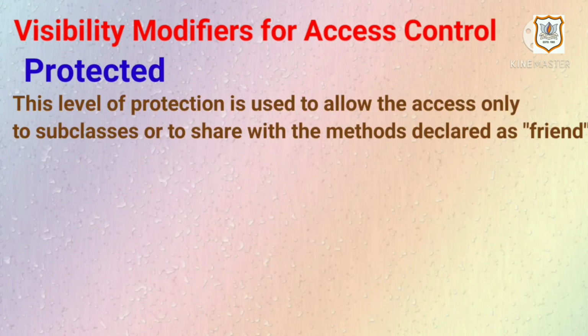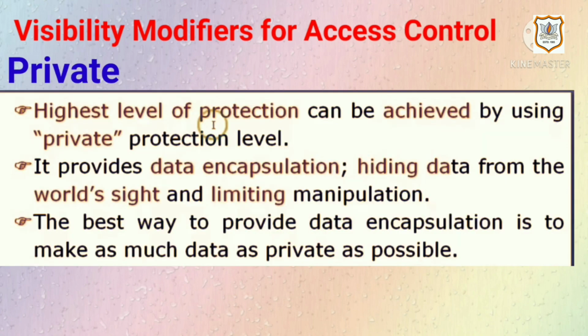Third one is protected. This level of protection is used to allow the access only to subclasses or to share with the methods declared as friend. Thus, the visibility is narrower than previous two levels, but wider than full privacy provided by fourth level, private.